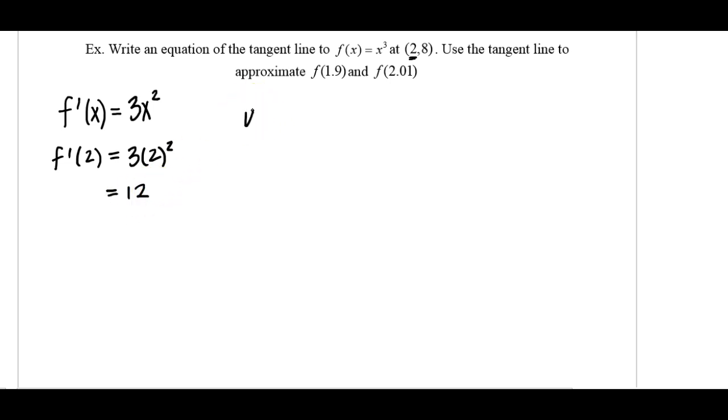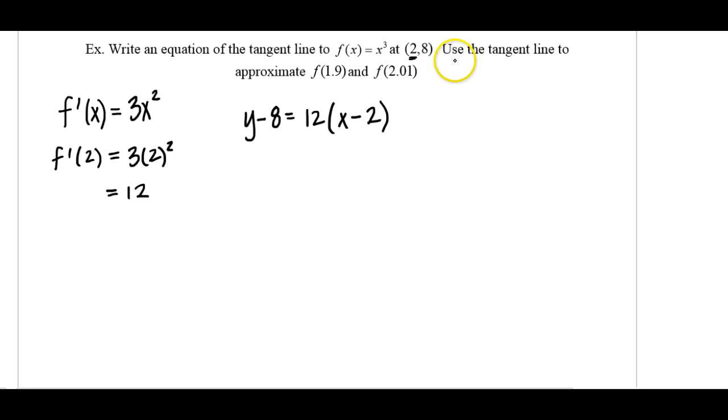So we can go ahead and substitute in our point, so y minus y1, and substitute in our slope, which was 12 times x minus x1. So my x1 value was 2. So here we have our equation of the tangent line. We've done this part before.